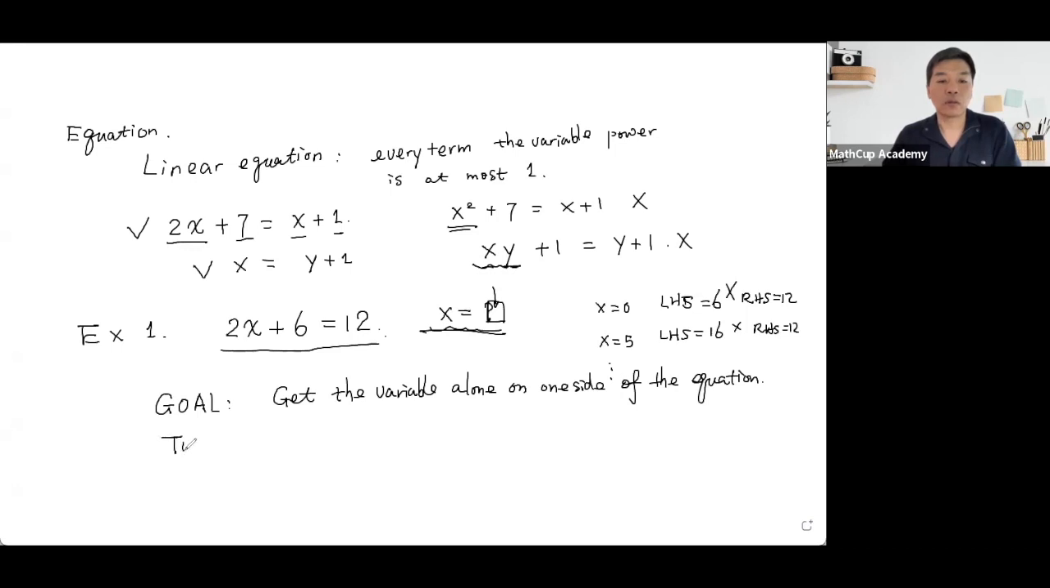What's our tool? The tool is when you have an equation, if you apply the same identical operation on both sides of the equation, the equation still holds.